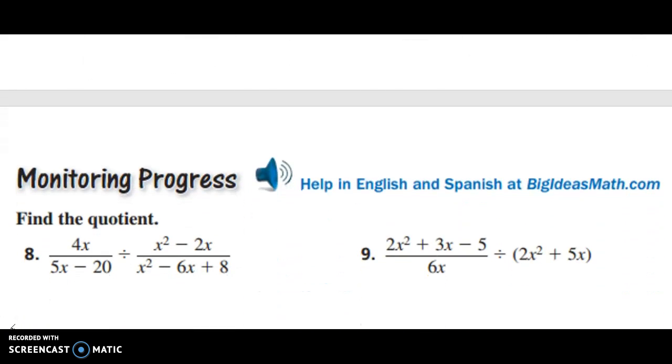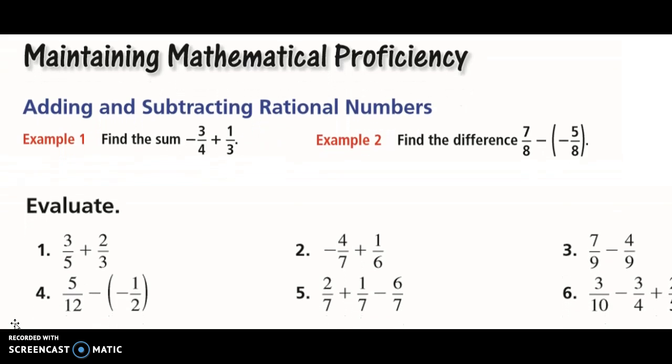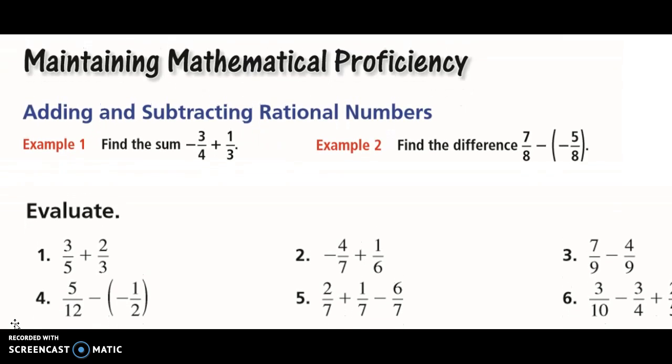That's it for dividing. We'll do the monitoring progress in class. I do want to take a moment and look at adding and subtracting just simple numbers. When you're adding two numbers with different denominators, we're going to have to make common denominators. So the common denominator for this problem here, common denominator of 4 and 3 will be 12. So to change the 4 to a 12, I need to times it by 3. So I'm also going to multiply the numerator by 3. So I get negative 9/12.